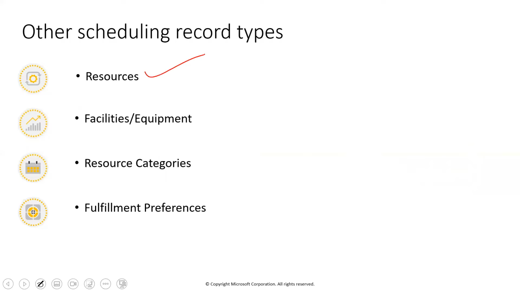First of all, we have the resource record. In the resource, we can associate what kind of resource we require. Is it a person we require? Is it a tool we require? Is it a specific pass, a license we require, and so on?